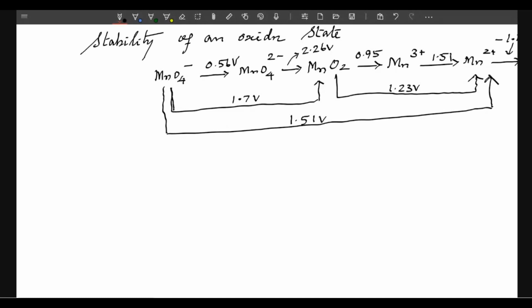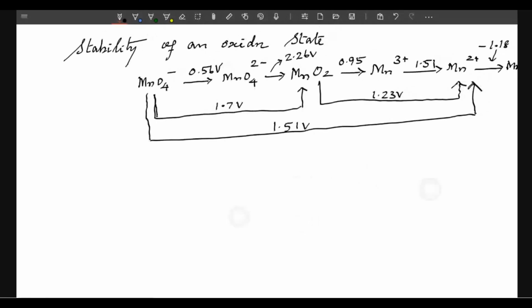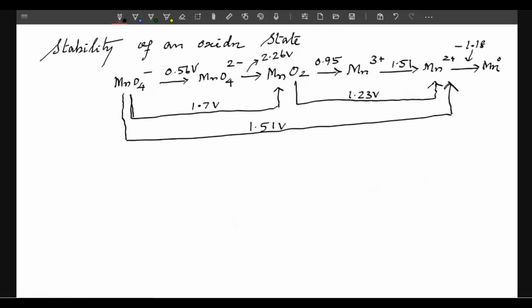For your information, the species present at the two extremes, that is left and right, will not be undergoing any further reaction. They are all stable. In the given example, the permanganate is on the left-hand side, that is +7 oxidation state, and manganese metal is on the right-hand side, 0 oxidation state. These two states are more stable. They are not unstable. Then which species may be unstable, having unstable nature?